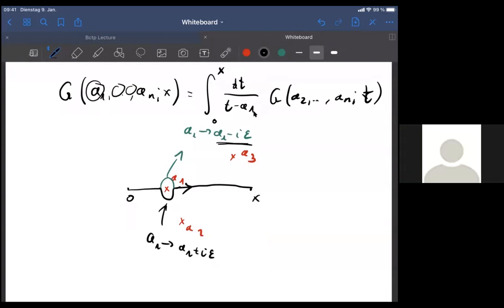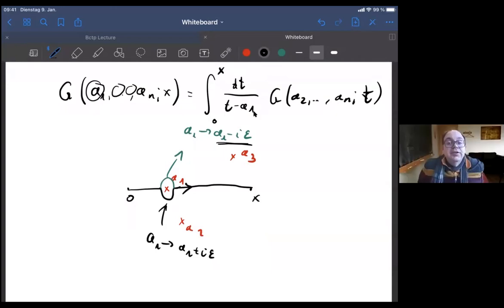Okay, thanks. But we will come back to discontinuities a bit later. That's why I didn't want to go into this now. But this is, of course, a very important point. More questions?